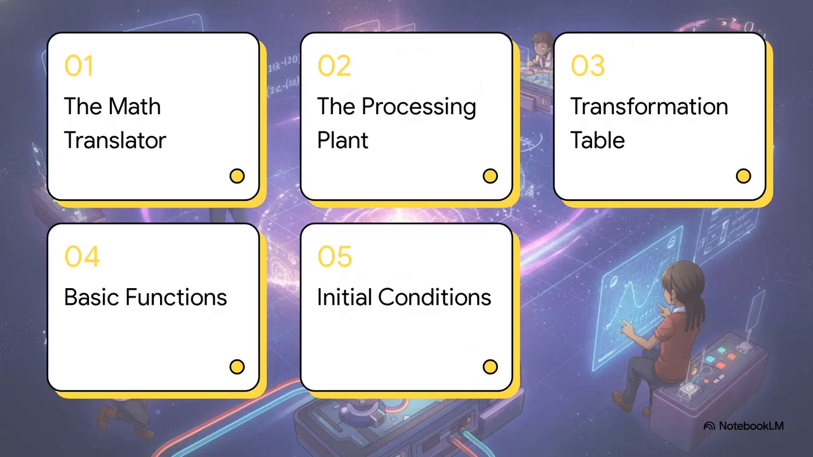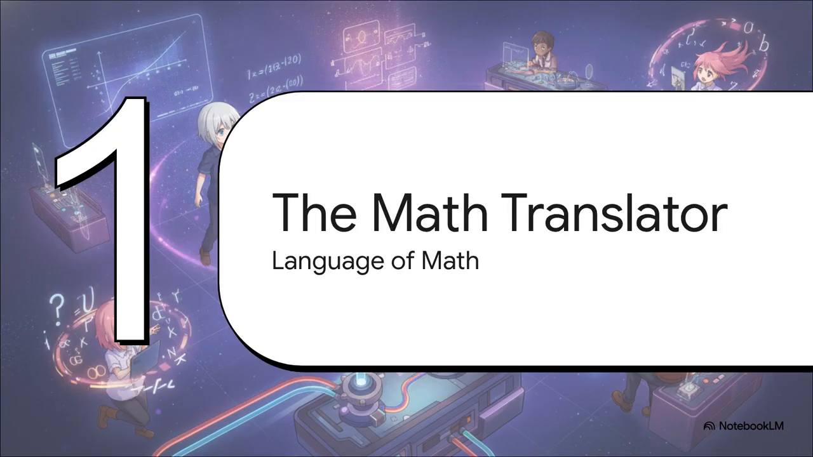side. Since we're dealing with some dense math today, here's a quick roadmap for us. 1. The math translator. 2. The processing plant. 3. The transformation table. 4. Basic functions. And finally, 5. Initial conditions. All right, kicking things off with Section 1, the math translator.